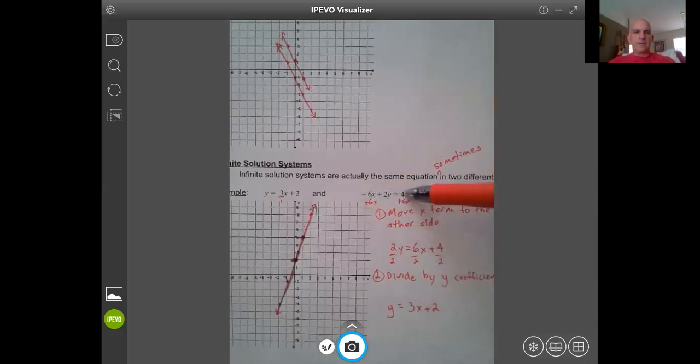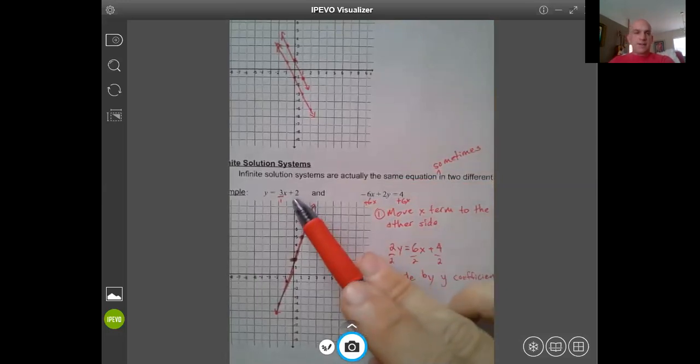I can't actually add these two, so I just get a two-term right side instead of a two-term left side now. Then the second thing is I'm going to divide by that y coefficient to get y by itself. So I divided all of these by 2, and simplifying them, I get 1y or y, I get 3x, and I get 2. So that is my slope-intercept form.